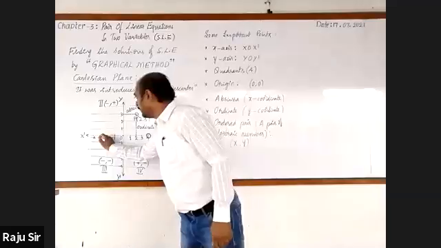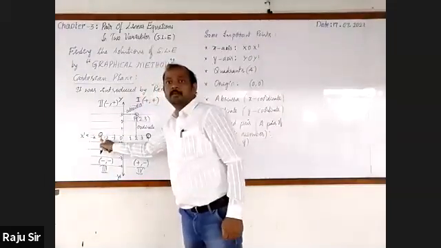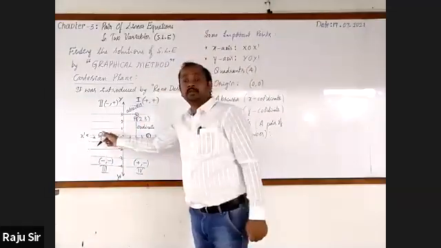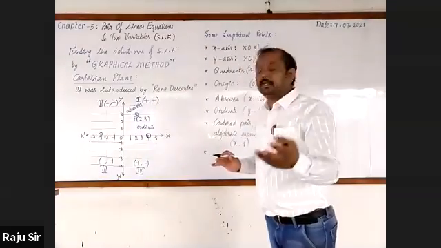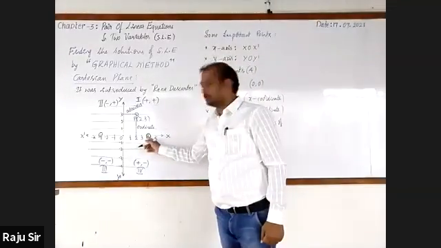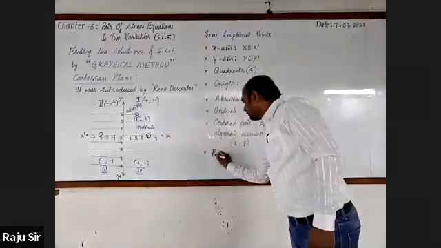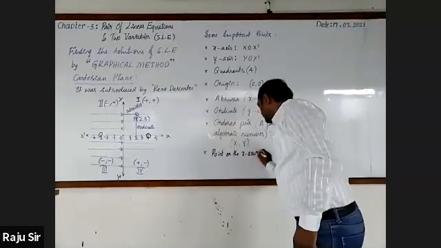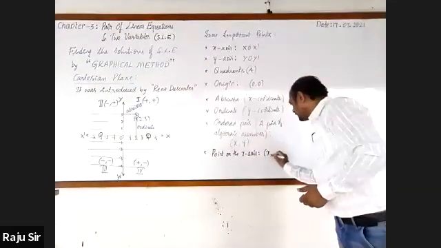If I locate the point here, this is minus 3, 0. So both the points are on the x-axis. In general, when the point is on the x-axis, we write its coordinates as x, comma 0. Point on the x-axis: it is x, comma 0.